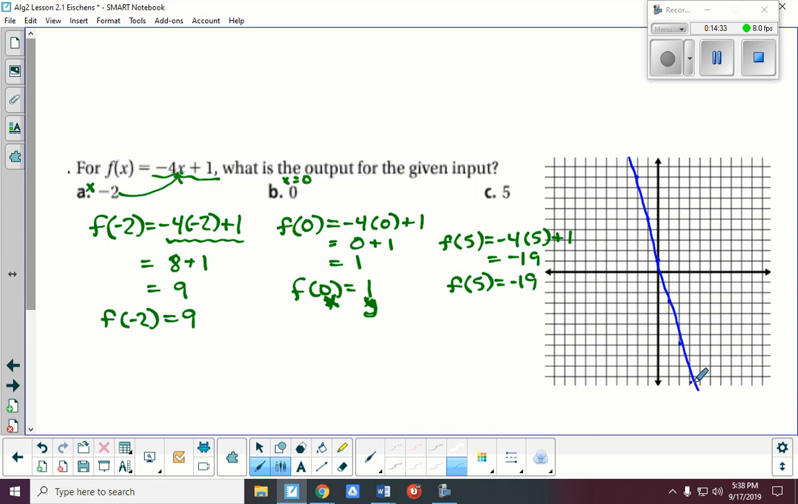not the straightest line ever, but looking at this, it says when x is -2, so your input is -2, what's your y value? Oh, it's at 9. When x is 0, what's your y value? It's at 1. When x is 5, your y value is way down here at -19.